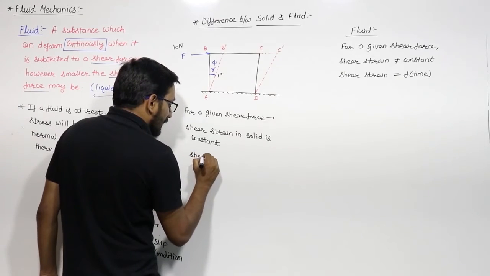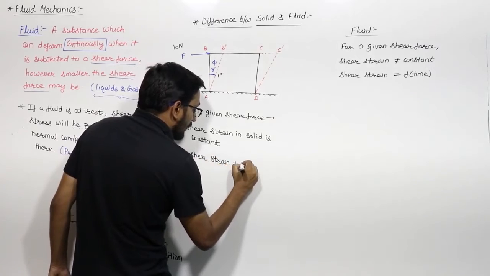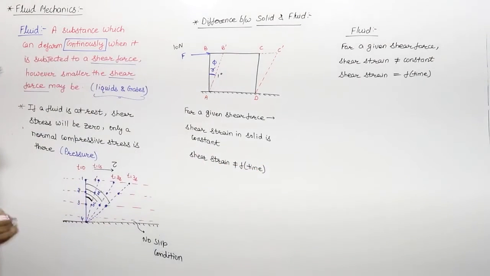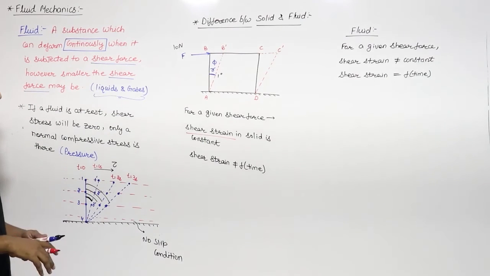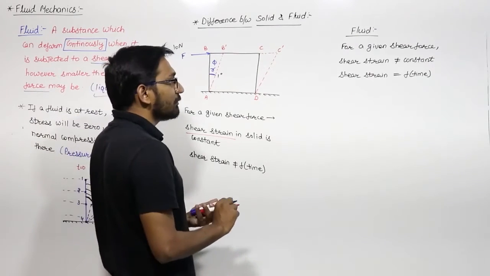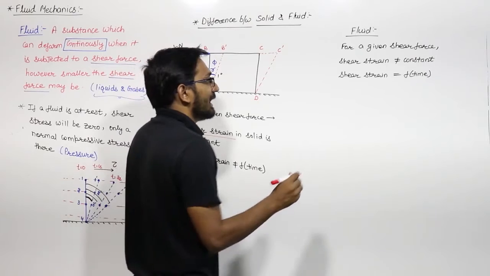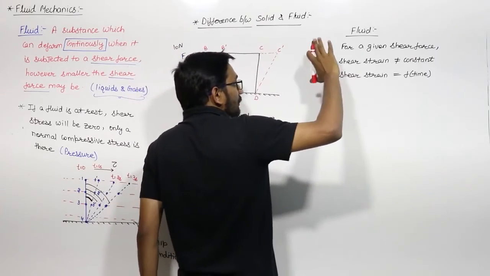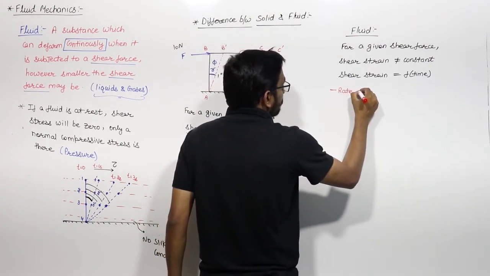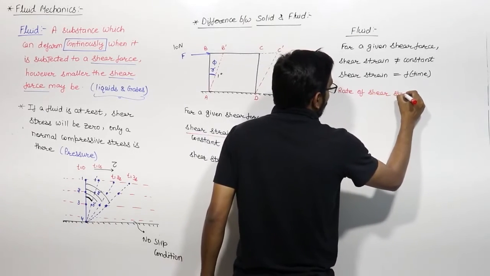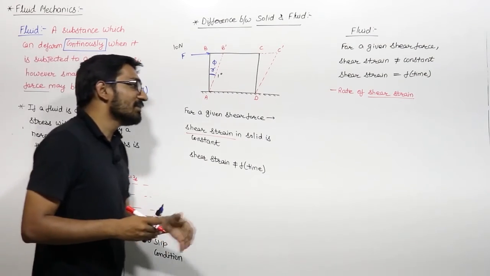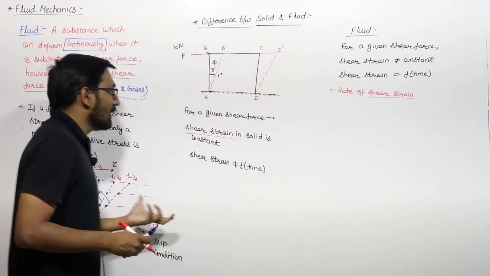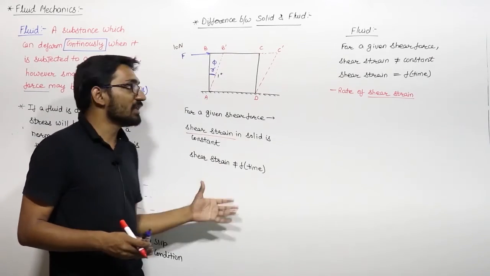But in solid, your shear strain is not a function of time. It is constant. That's why in solid, if you remember the strength of material, we only say what is the shear strain corresponding to a shear force. But in fluid, as shear strain is a function of time, a new term comes into picture, that is rate of shear strain, that means the variation of shear strain with respect to time. Rate means with respect to time. So in fluid, we deal with rate of shear strain because it is a function of time, but in solid, we deal only with shear strain, not rate, because it is constant.